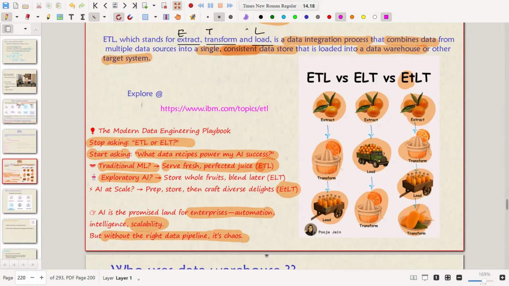In ELT, you extract, then load them together, then you transform. In ETLT, you extract, then transform, load, and again transform. You can see this is a very good example. Like those drinks, you could convert them into ice cream later, so that is again a transform. It depends on your process which one you want to adopt: ETL, ELT, or ETLT.